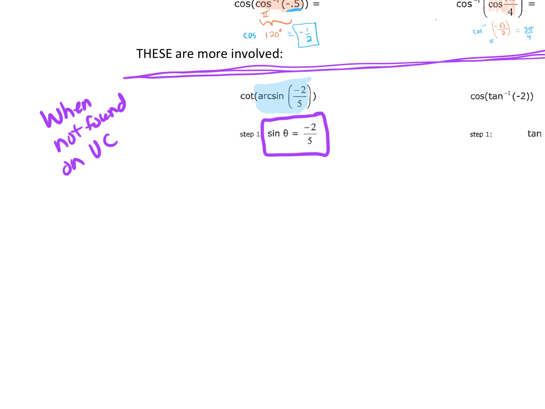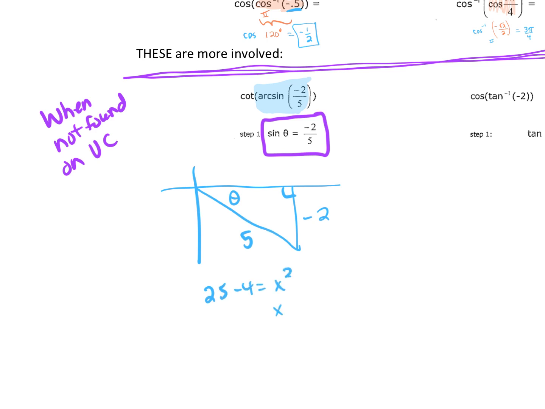Okay, so if we're taking the sine of something and it's negative, that means we are dealing with quadrant 4, right? So let's draw our triangle in quadrant 4. And we can label our sides. So our sine is going to be opposite over hypotenuse. And so we need to figure out what that other side is. So this is going to be 25 minus 4 is equal to x squared. So x is the square root of 21.